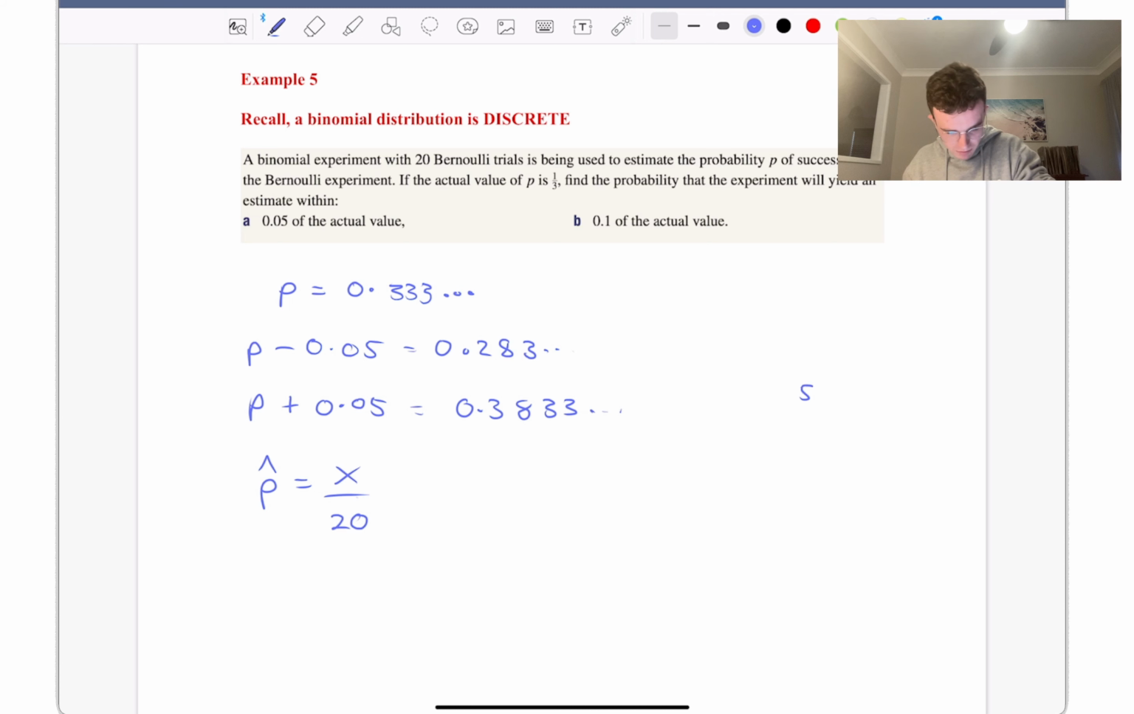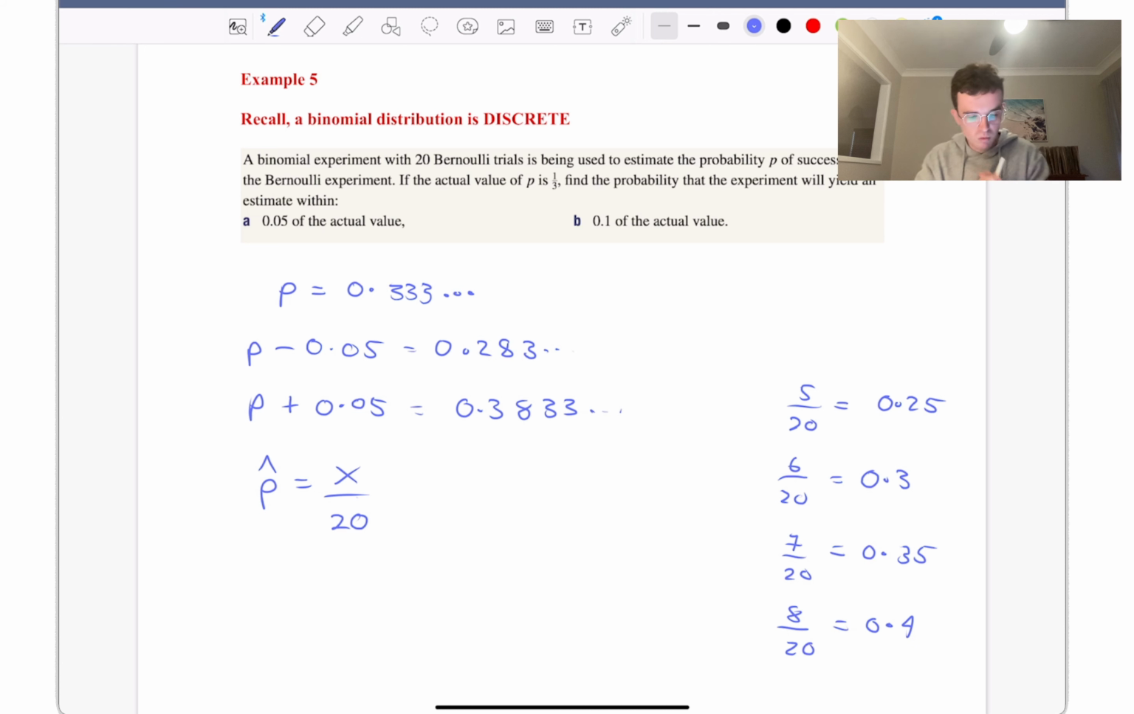So let's write this. 5 on 20 is 0.25. So 5 on 20 is pretty close to this value. 6 on 20 is 0.3. 7 on 20 is 0.35. 8 on 20 is 0.4. Now we can't choose random variables.